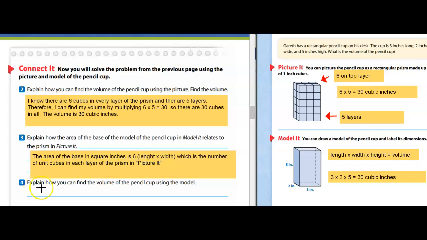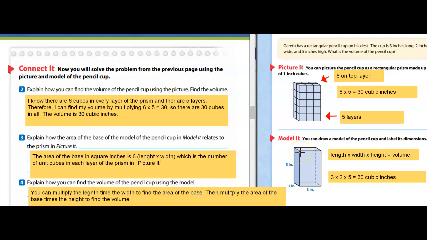Now for 4, explain how you can find the volume of the pencil cup using the model. So we see here a model. We can find the volume of the pencil cup by simply using our formula: length times width times height equals our volume. So we take our length, 3, multiply by our width, 2, times our height, 5, and we get 30 cubic inches. So in your own words, explain right here below and press pause.